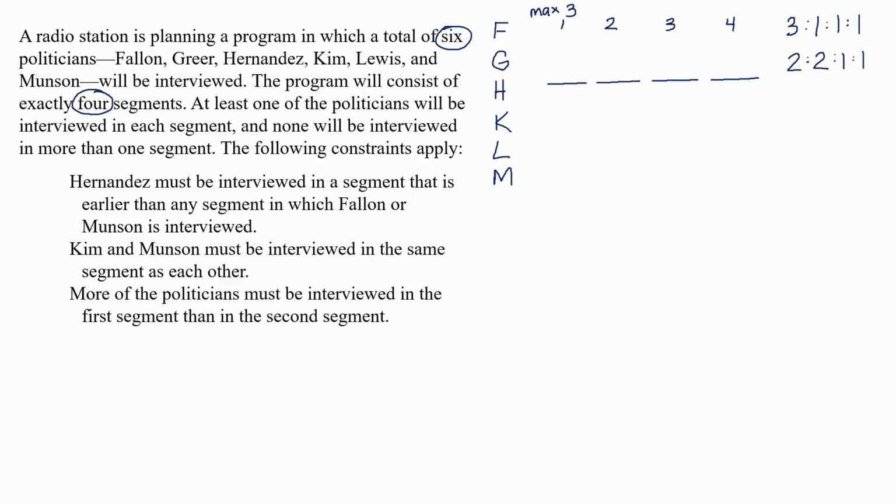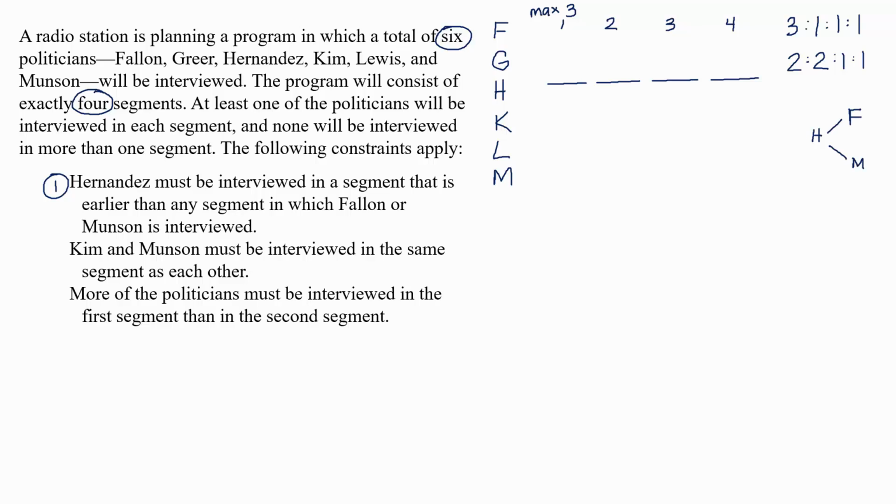Our first rule is an ordering rule, and it tells us that Hernandez must be interviewed in a segment that is earlier than any segment in which Fallon or Munson is interviewed. Well, what does this mean? It means that Hernandez is in an earlier segment than Fallon, and that Hernandez is in an earlier segment than Munson. So we can make a note of this so we don't forget, like this.